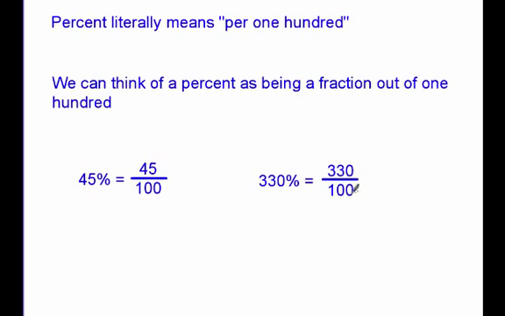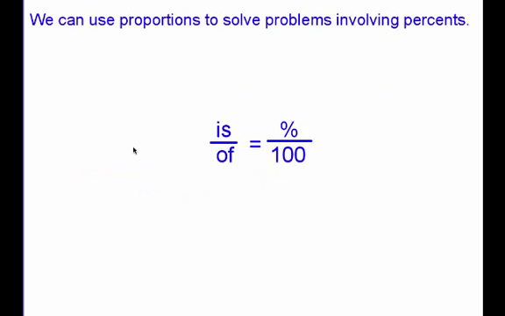And as we've talked about in a previous unit, we can think of a percent as being a fraction out of 100. So 45% is the same thing as 45 divided by 100. 330% is the same thing as 330 divided by 100. Now we're going to use these fractions, the percent over 100, to solve some proportions problems. So we can use these proportions to solve problems involving percents.